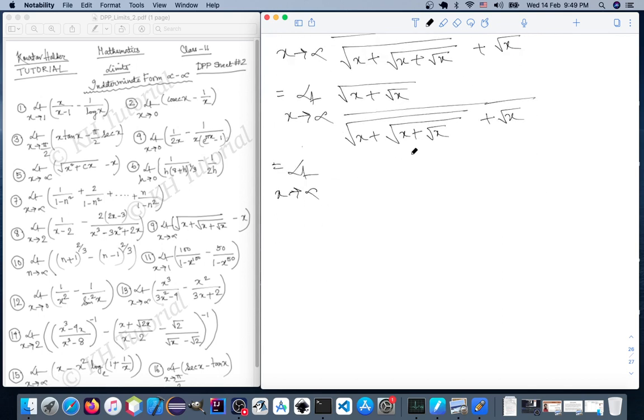If I take x common from the numerator, I get root x into 1 plus 1 by root x. So when I take x common, it will come outside the square root as root of x.